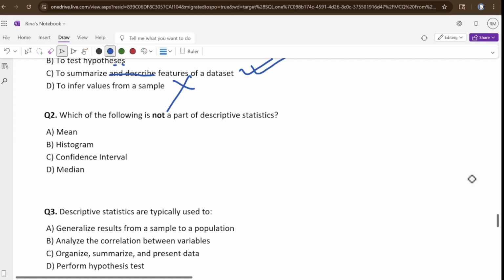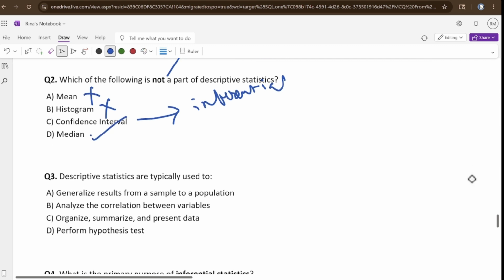Second question. Which of the following is not a part of descriptive statistics? Mean is a part, so it cannot be an answer. Histogram, this is a chart by which we represent data. Confidence interval, this is part of inferential statistics. Okay. We will do more MCQ from confidence interval. Median is also a part of descriptive statistics. So the answer is confidence interval.